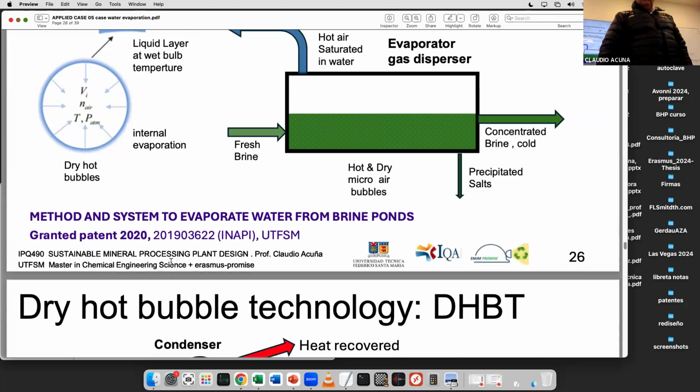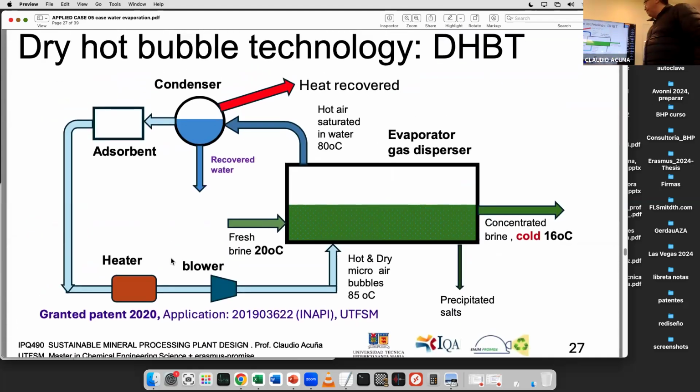Now, if we put more stuff at the end, it will be something like that. Then you have the fresh brine. Let's say I'm just inventing a number, 20, whatever number here. You inject hot, dry, micro air bubbles. They are micro because you have saline solution, so it works as a surfactant. You already know that. Okay. Evaporate, you will lose some of the heat because you are transferring heat here. You end up with hot air, saturated, 95, 98, because we measured that, 98% humidity, saturated.